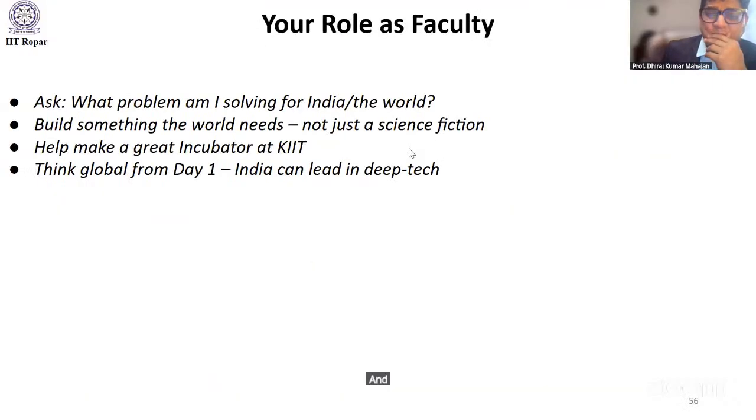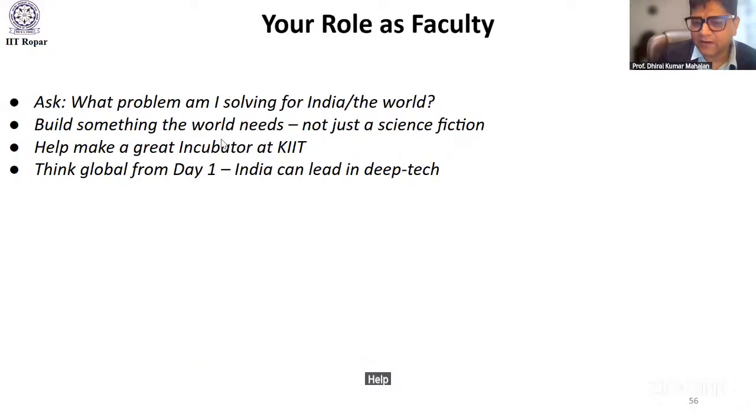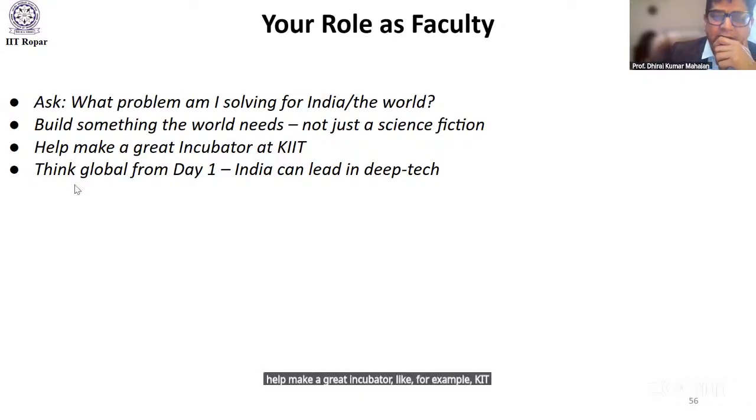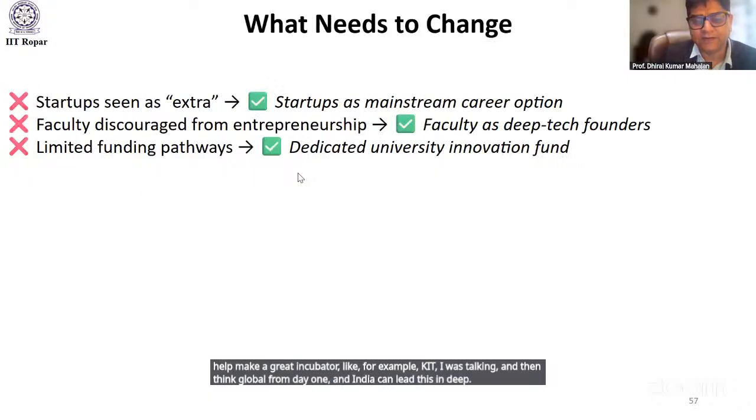And then, what is the role as a faculty? First, ask: what problem am I solving for India or the world? Build something the world needs, not just science fiction. Help make a great incubator, like, for example, KIT, which I was talking about. And then think global from day one, and India can lead this in deep tech startups.